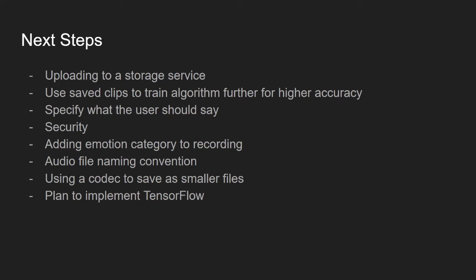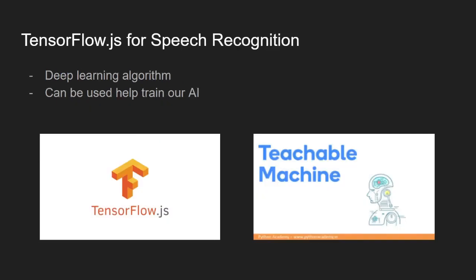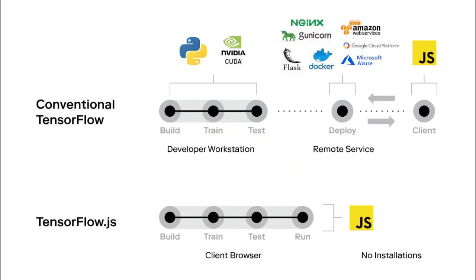One of our upcoming plans further down the line is to also implement TensorFlow. TensorFlow.js is a JavaScript library for training and deploying machine learning models in the browser and on Node.js. It can also be used with Google's Teachable Machine, which is a web tool to create machine learning models for our project and training our AI to recognize speech to improve the quality control of the voice sample upon recording. This is an example of how TensorFlow.js bypasses the need for any backend to host or deploy our services.